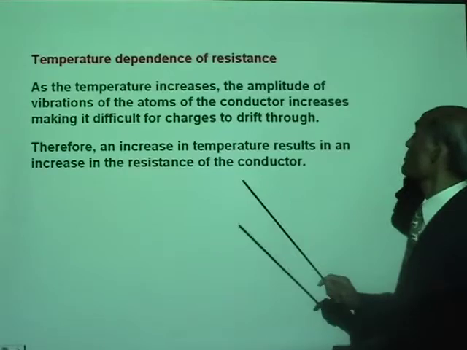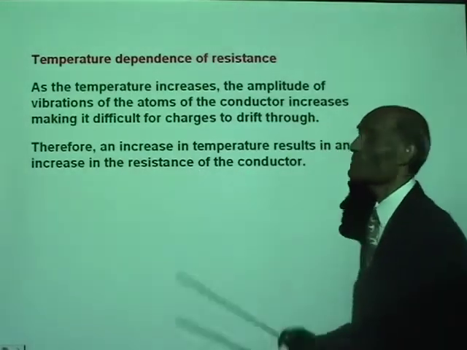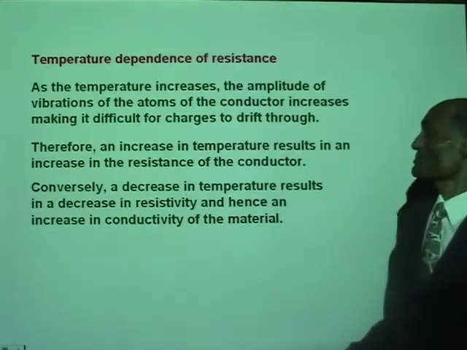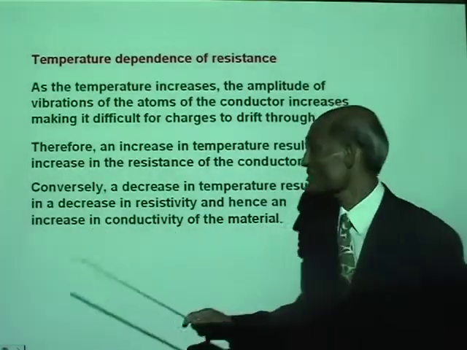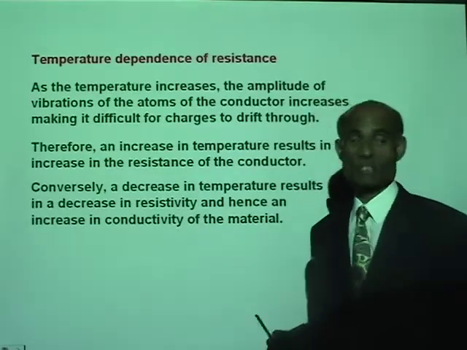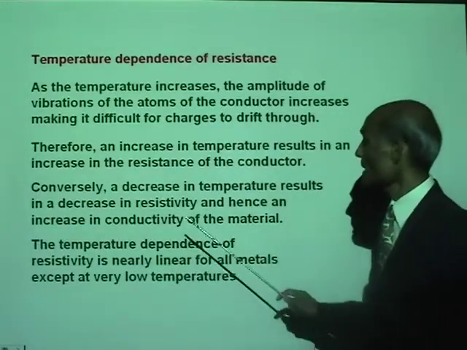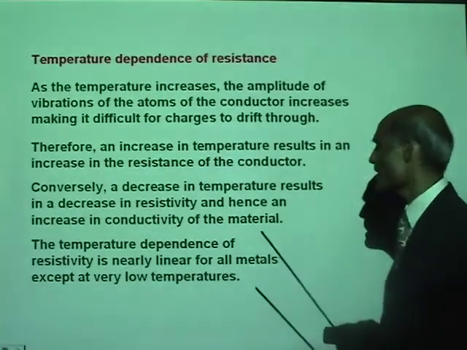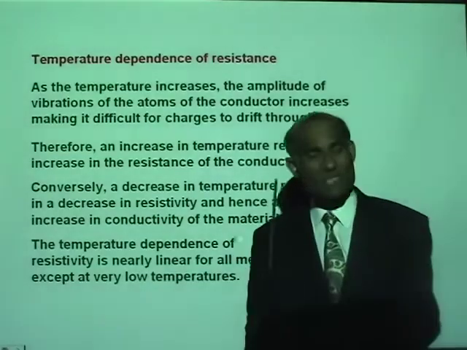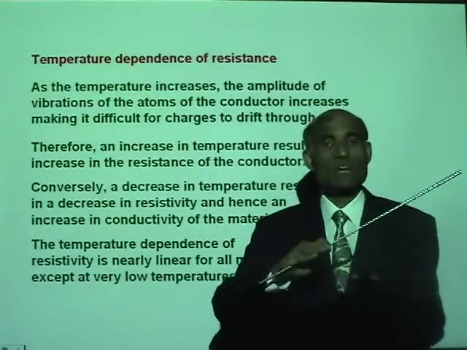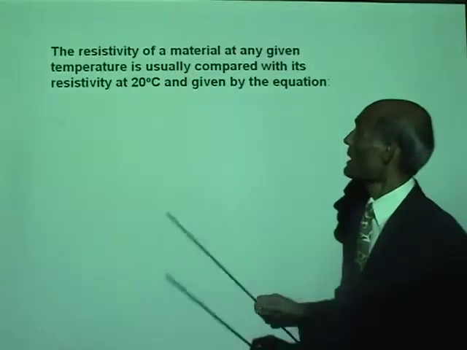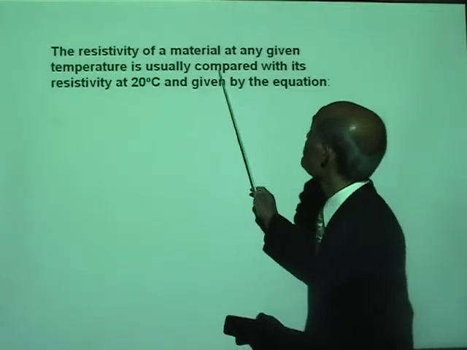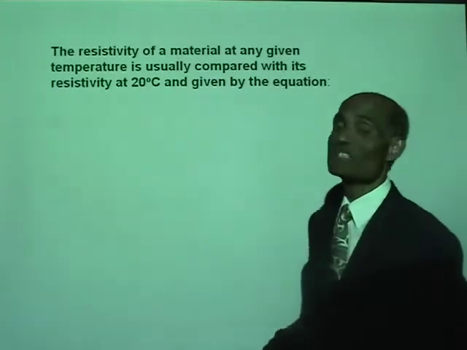So an increase in temperature results in an increase in the resistance of the conductor. Conversely, a decrease in temperature results in a decrease in resistivity or resistance of the conductor. The temperature dependence of resistivity is nearly linear for all metals except at very low temperatures. The relationship is linear.